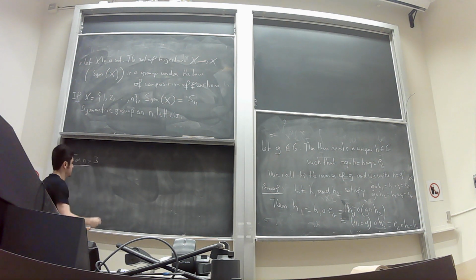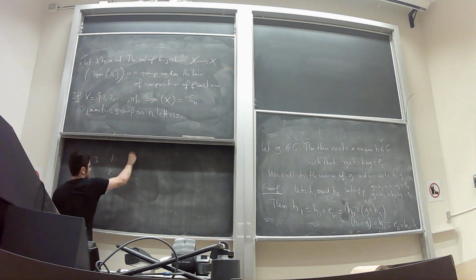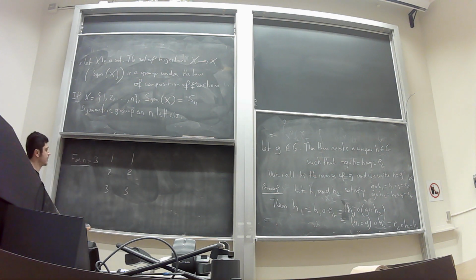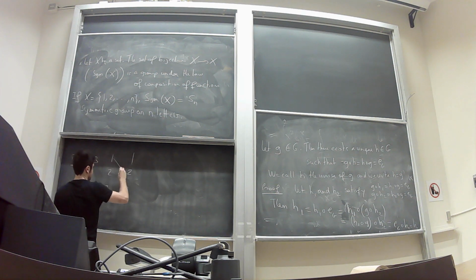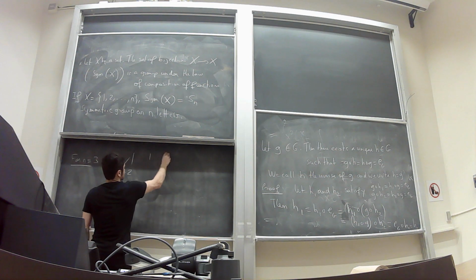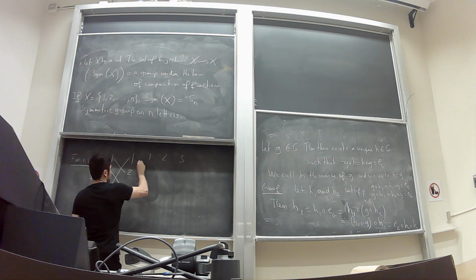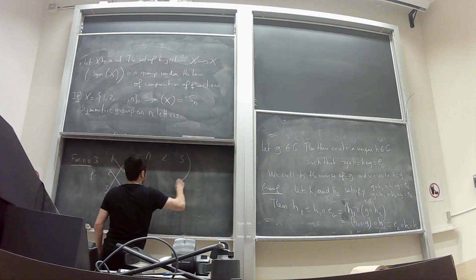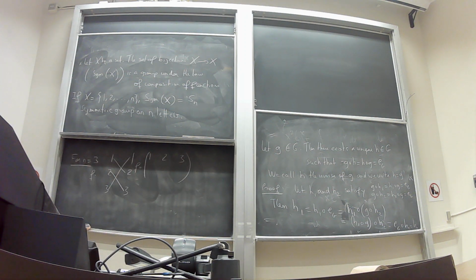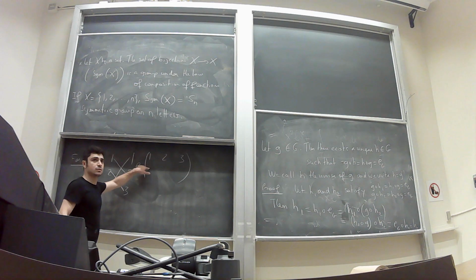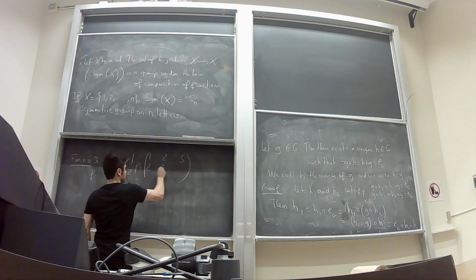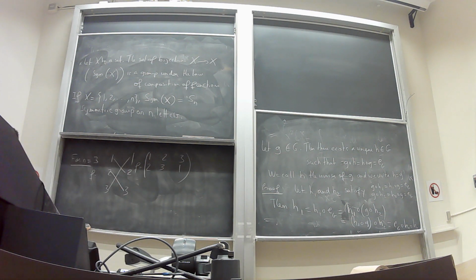For n equal to 3, I need a bijection from this set to this set. Let me pick this bijection: 1 to 2, 2 to 3, and 3 to 1. Let's call it F. So where does F send 1? 1 goes to 2, 2 goes to 3, and 3 goes to 1. This is clearly a bijection, right? So it's an element of S3.